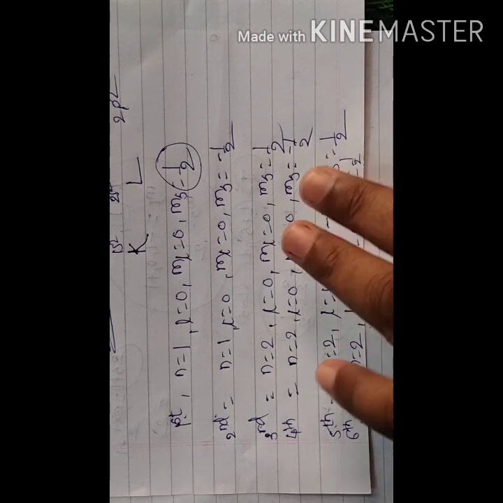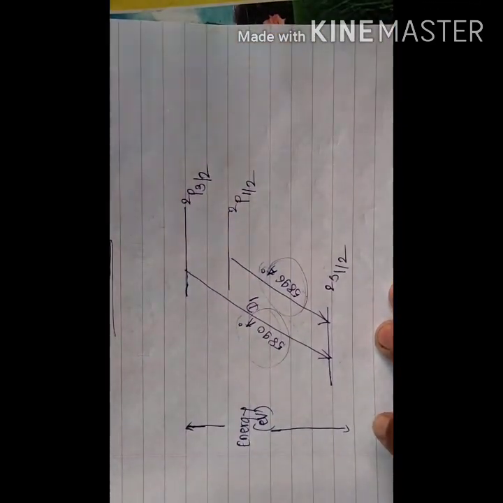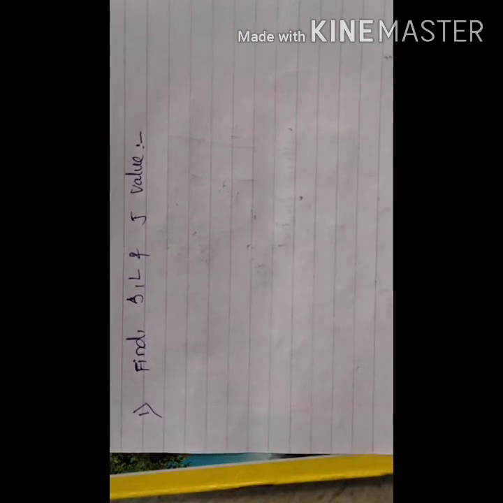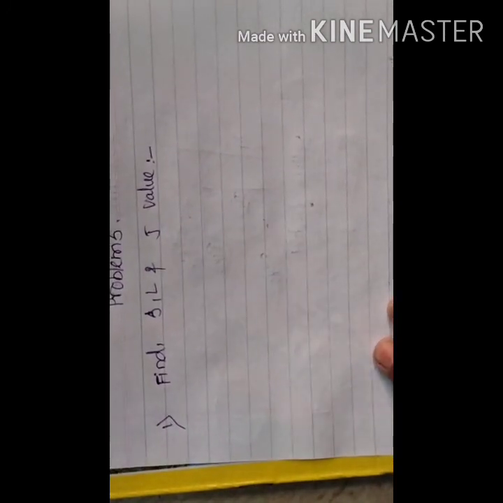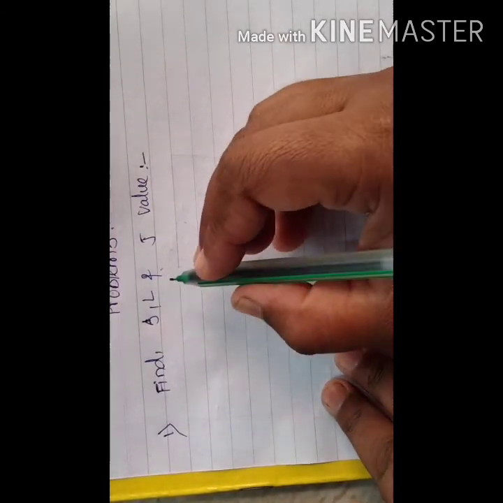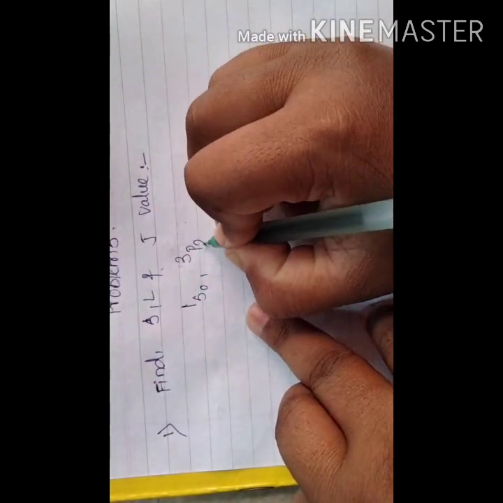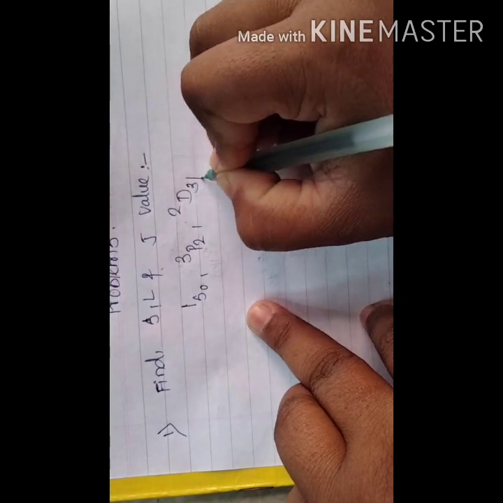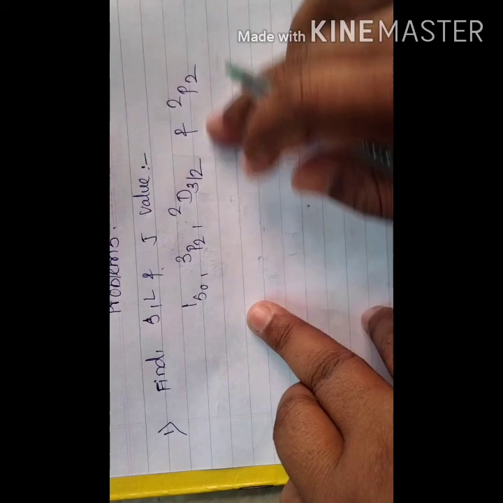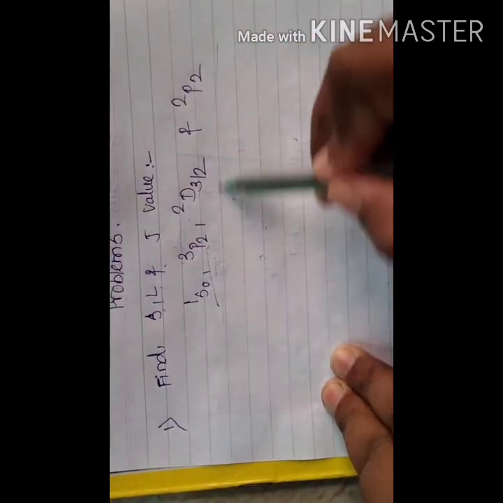Okay, in carbon 6 quantum states are available in carbon. Next example, find S, L and J value from the corresponding terms. So this is the example: 1S0, 3P2, 2D3/2, 3D3/2 and 2P2. Here we have to write the S, L and J value for the corresponding term.